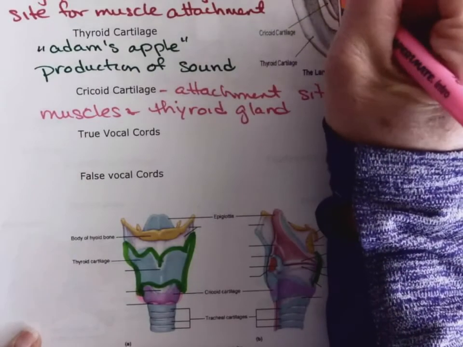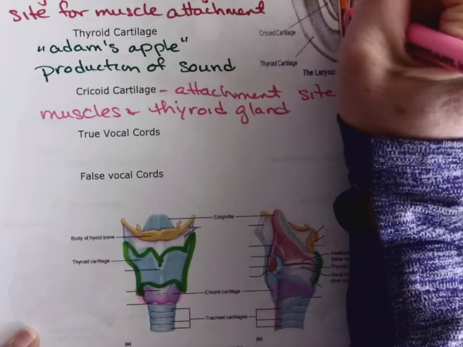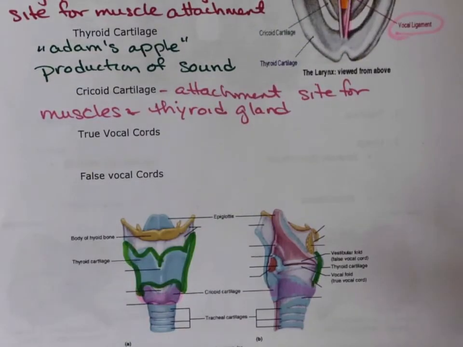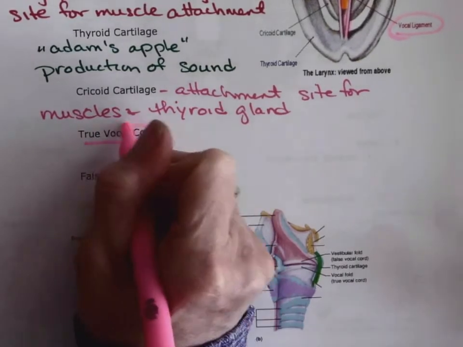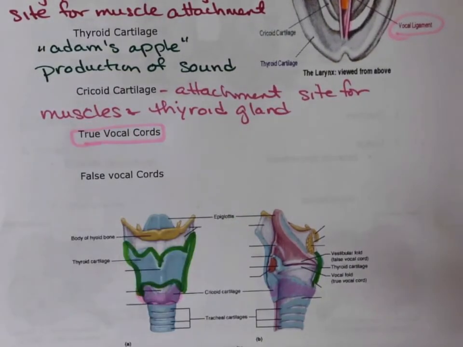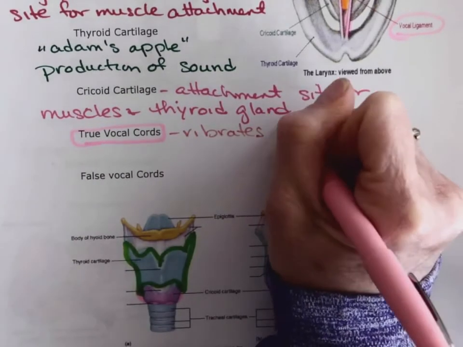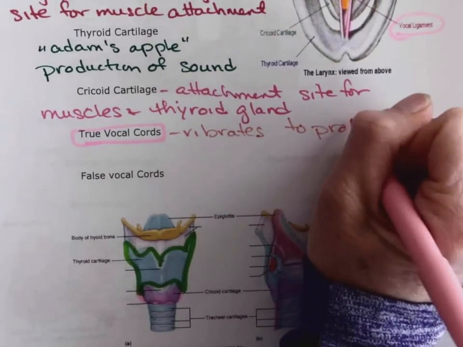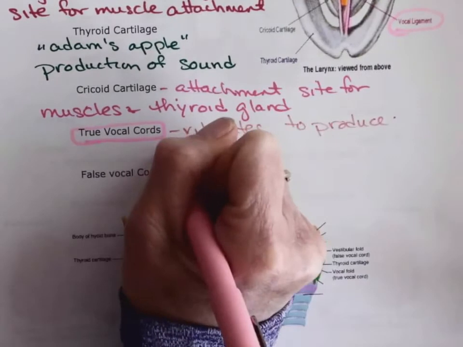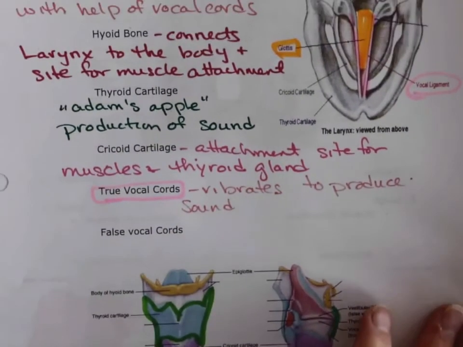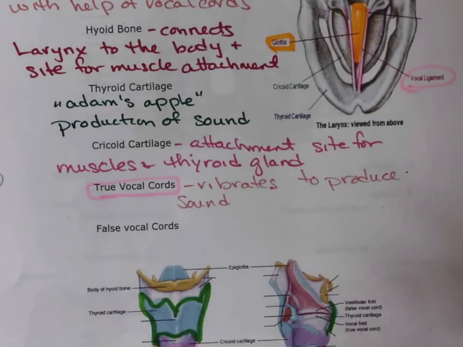So the true vocal cords are two little ligaments that vibrate to produce sound. And you've been playing with this all your life, and some people are better at it than others. A lot of you are really good at talking like other people, mimicking other people, because you have good control of your vocal cords. Some of you have had vocal cord training because you're in the theater program or you're in the choir program.